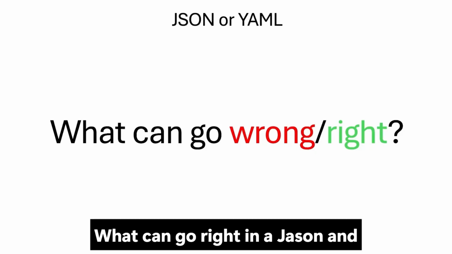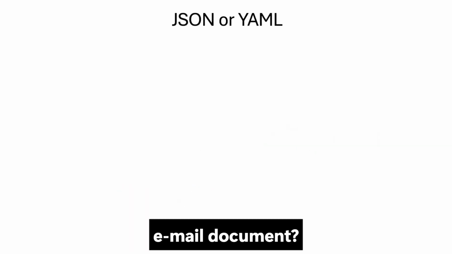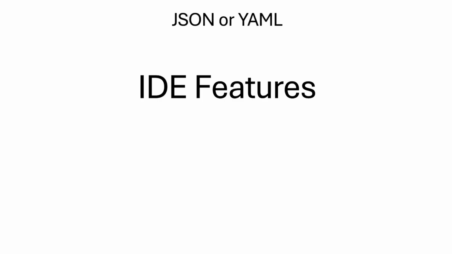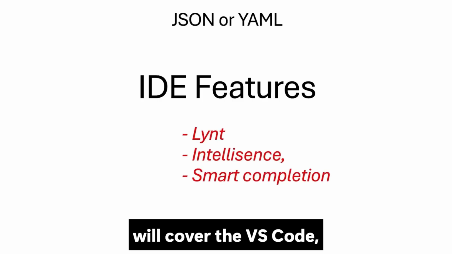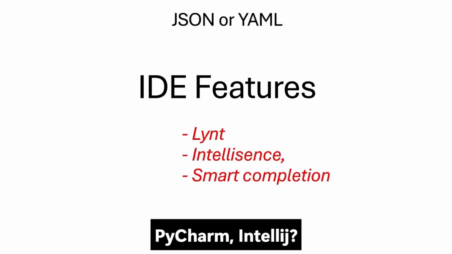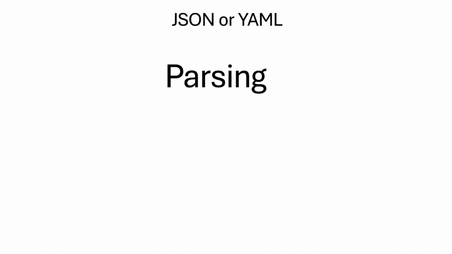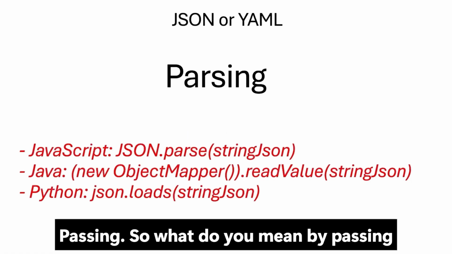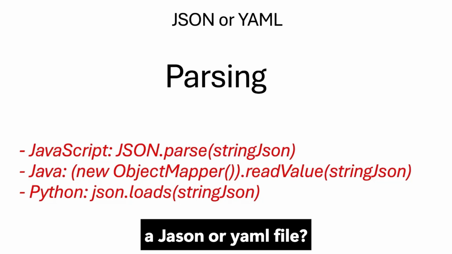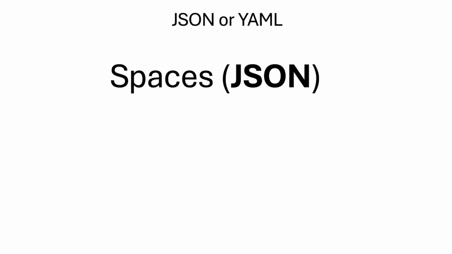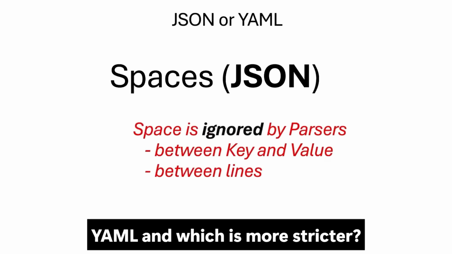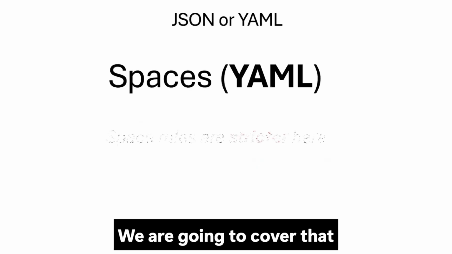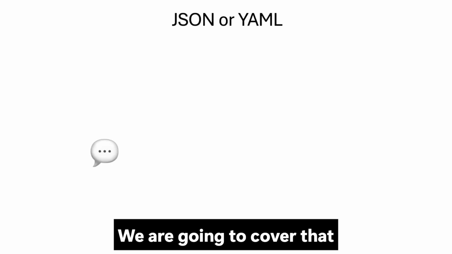What can go right in a JSON and YAML document? What are the IDE features? We'll cover VS Code, PyCharm, IntelliJ, parsing. So what do you mean by parsing a JSON or YAML file? Are spaces supported in JSON and YAML, and which is more strict? We are going to cover that.